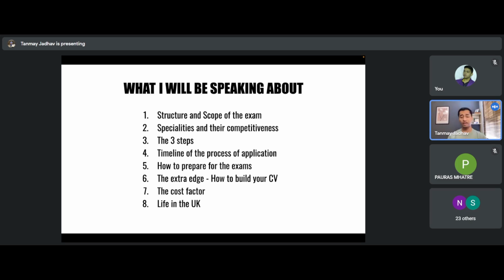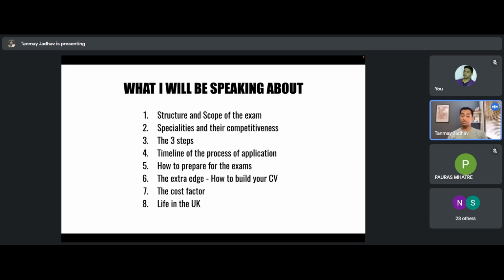The cost factor, obviously. We know that going abroad is not a cheap option. So understanding what the cost implications are is quite important for some people to make that decision. And then lastly, just a word on how life is in the UK, how I found it, basically.